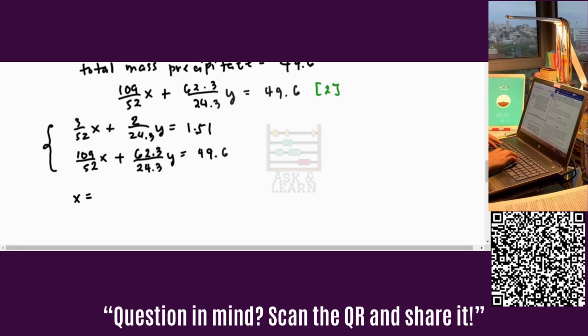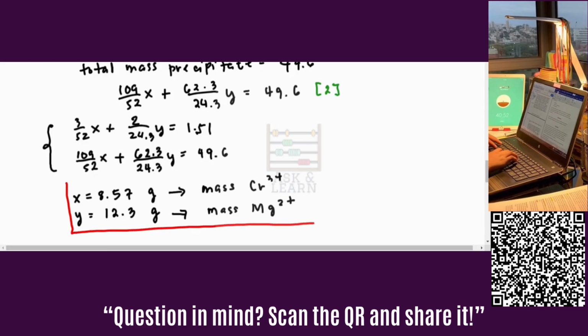So here I got 8.57. That's for my x, and then for my y, which is going to be 12.3. Okay, so again, x is the mass of chromium 3 ions, while the y is the mass of your magnesium ions. So if you're just asked of the mass of the chromium ion, then you report 8.57 grams. I hope that's clear.